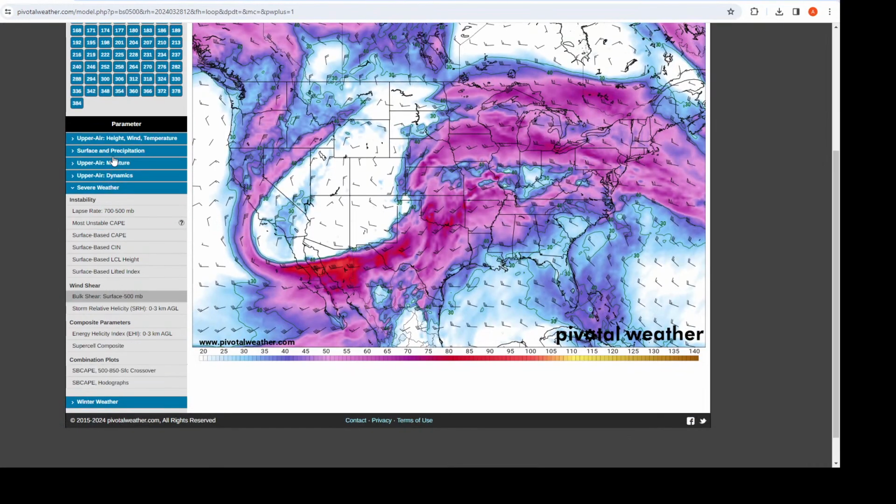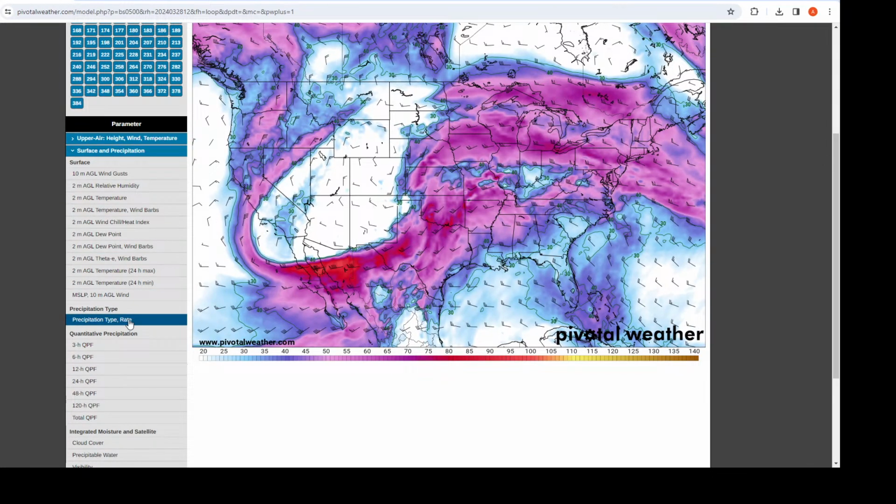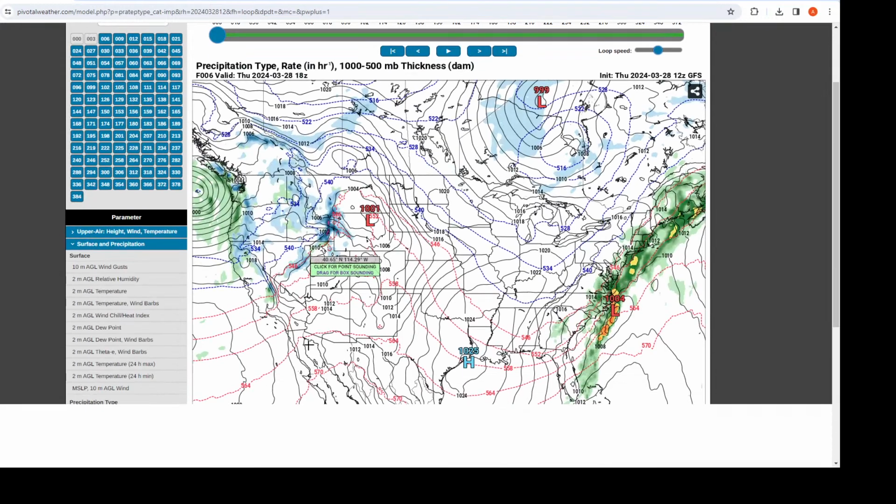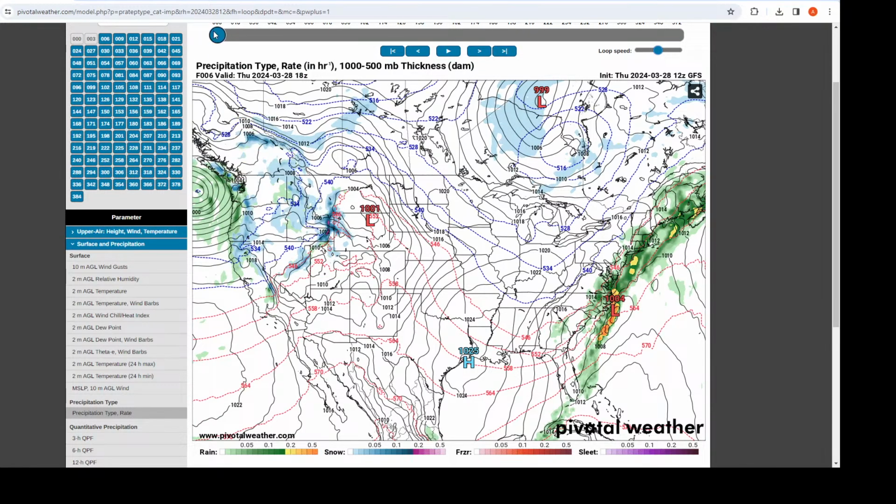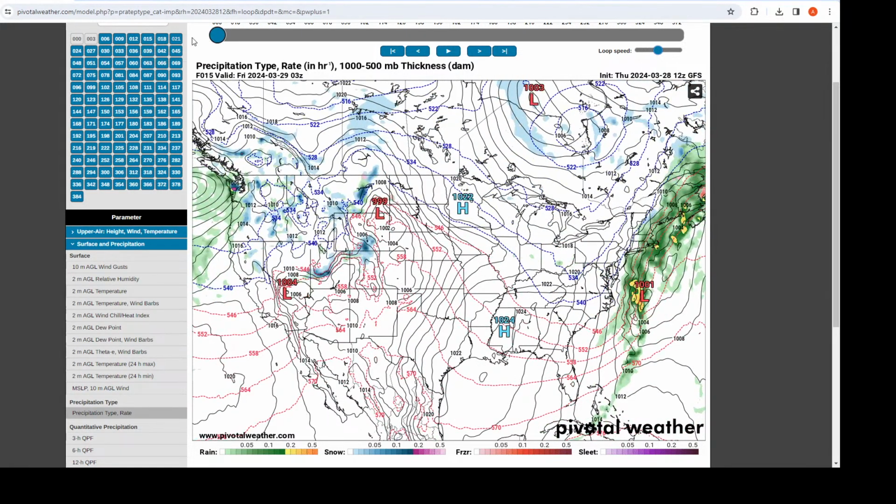So looking at our future radar here, if we go here, if it'll load for me. There we go. So looking at our future radar here, like I said, we're mainly dry. There is a little bit of snow back here, but nothing much.